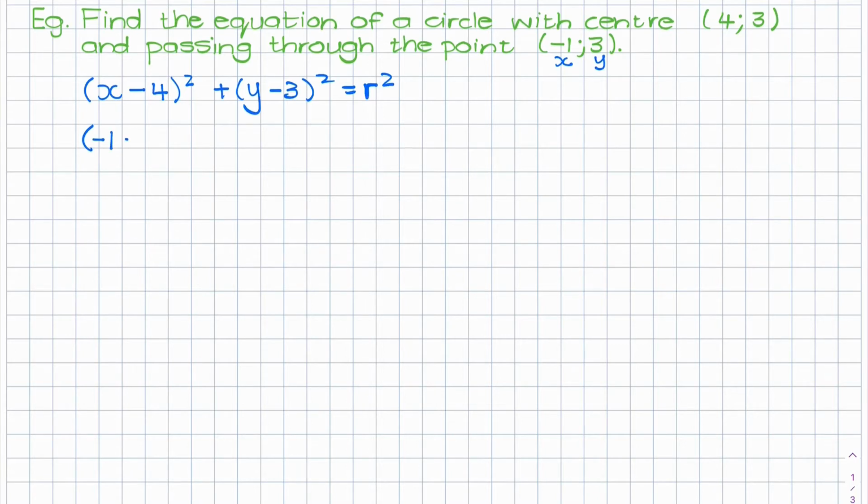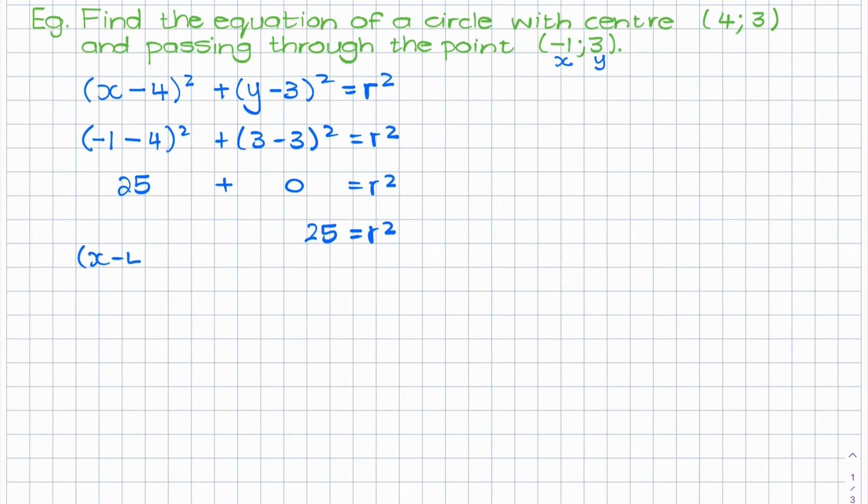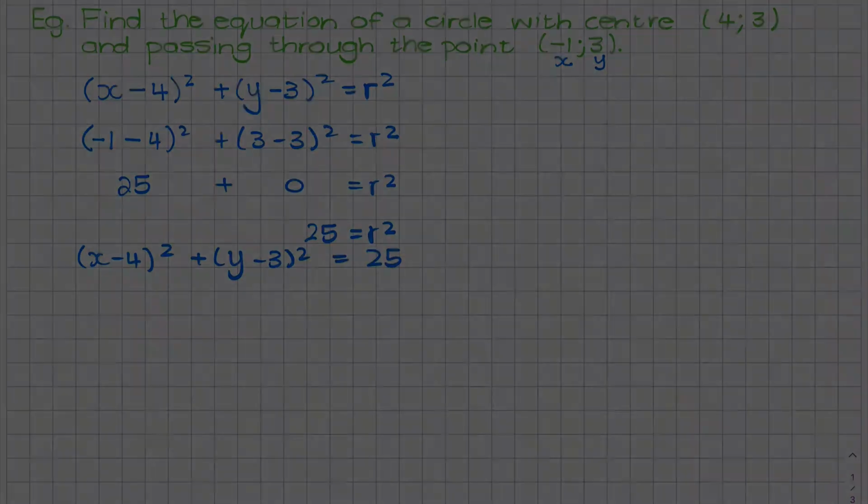So (-1 minus 4) squared plus (3 minus 3) squared equals r squared. You can see here that the only unknown is r, and so we can work this out. We're going to get 25 plus 0 equals r squared. And we can stop there. We don't need to work out what r is equal to. We need to just have r squared because we were asked to work out the equation of the circle. So we go back and we substitute in the r squared into our final formula. And that's the final answer.